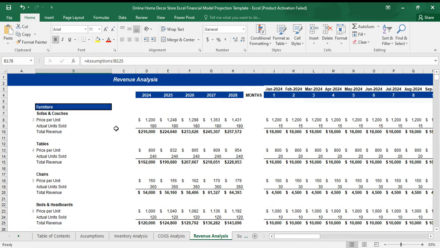Moving on to the next sheet, revenue. In this, we have calculated the revenue being generated from each product sales. And then we have also calculated a total revenue figure for each of the product categories and for all the product categories in aggregation as well.